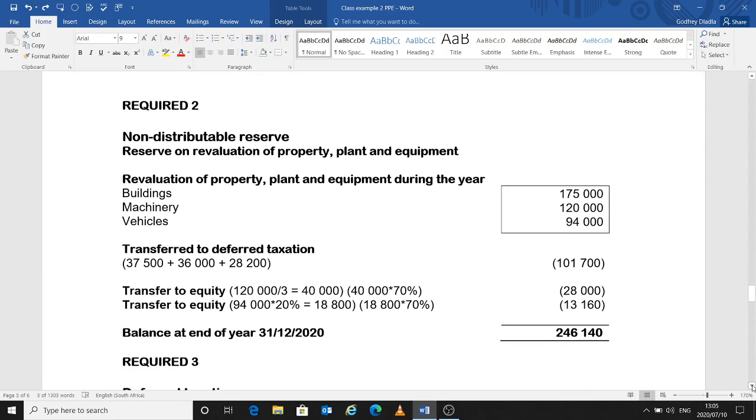Okay, now then the next step is the transfer to equity. Now remember what I said. I said transfer to equity, you can only do that only for the assets whereby the intention is to keep. In this example, machinery and vehicles, the intention is to keep them. So you can only do transfer to equity for those two.